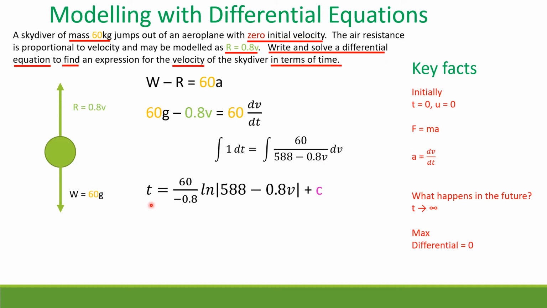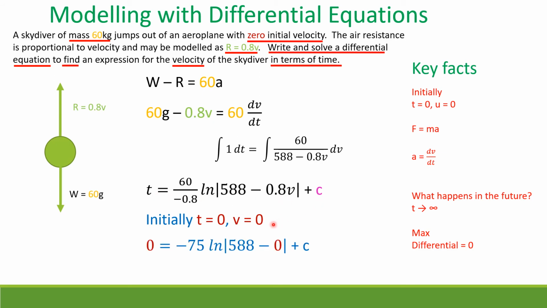So I'm left with t equals 60 divided by minus 0.8 ln of the 588 minus 0.8v plus your constant c. Always remember to put your plus c there. Now we're told initially the velocity is 0. So that means when t is equal to 0, v is equal to 0. So that's what that keyword there, initially, means. So we're going to substitute these values in to work out our value of c.